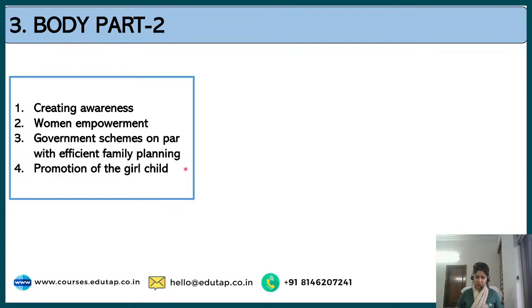So first of all, creating awareness among the public about the negative consequences of overpopulation. In one of the universities I recently visited, they have a digital board. When you enter the university, you're welcomed by a very big digital board, which indicates the population of India at that point. When you look at that board, you see that it's increasing faster than the clock ticks.